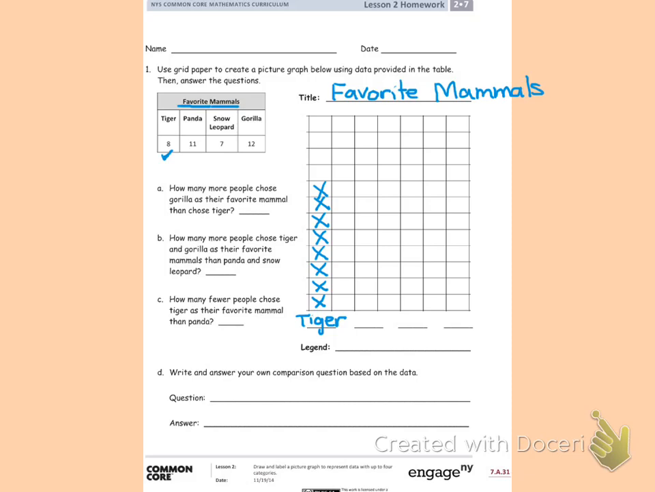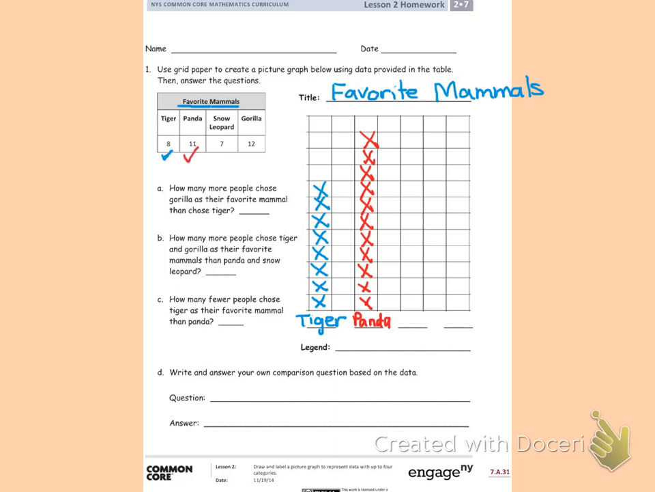The next category is panda. I'll write it here. 11 people's favorite mammal is the panda. Again, I'll use X's. 1, 2, 3, 4, 5, 6, 7, 8, 9, 10, 11.